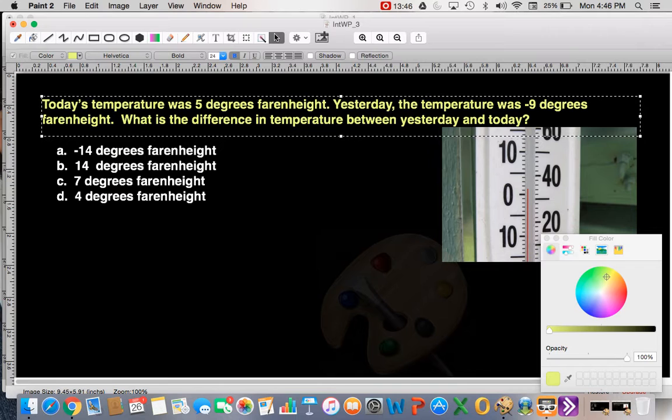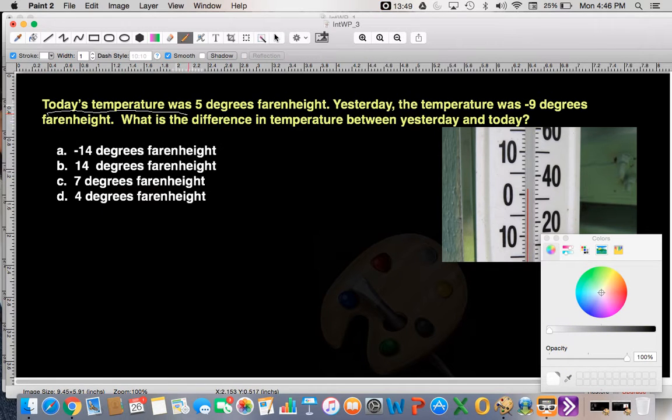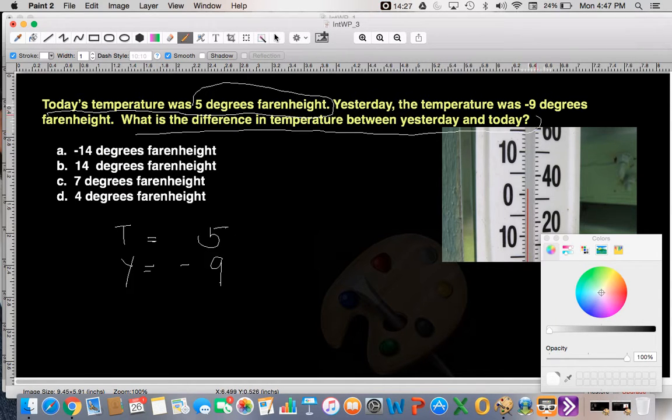Today's temperature was 5 degrees Fahrenheit. Okay, so today's temperature is 5 degrees Fahrenheit. Yesterday's temperature was negative 9 degrees Fahrenheit. What is the difference in temperature between yesterday and today?